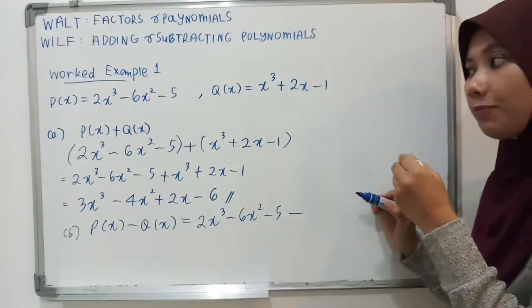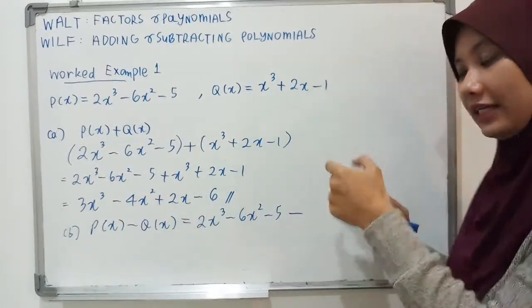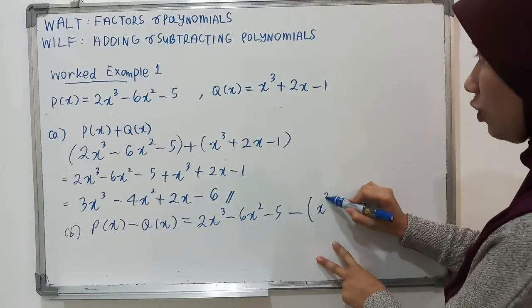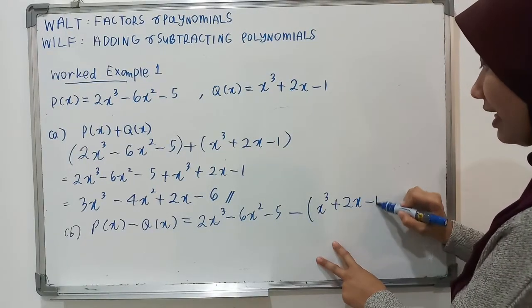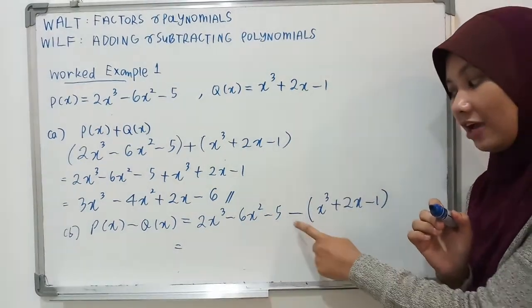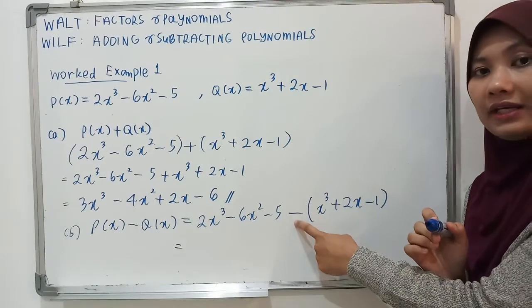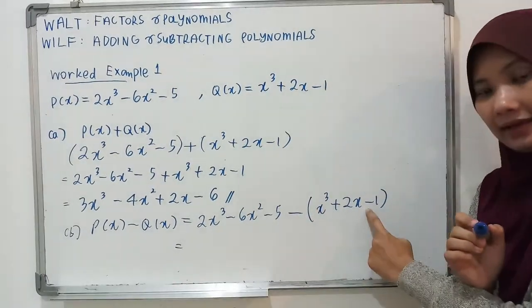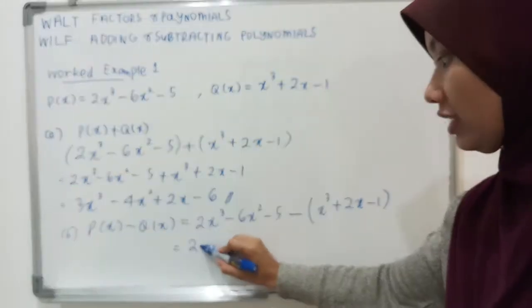Okay, so this is the importance of putting in the bracket. So I put the bracket for qx. Okay, qx is just x cubed plus 2x minus 1. Now I want to open the bracket, but I have a negative sign in front of my bracket. So that negative sign will affect all signs.